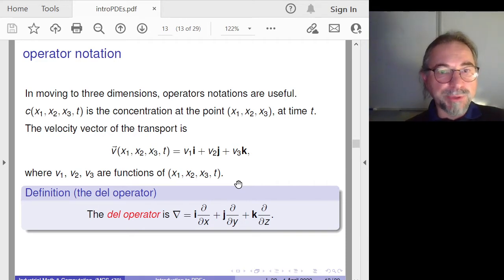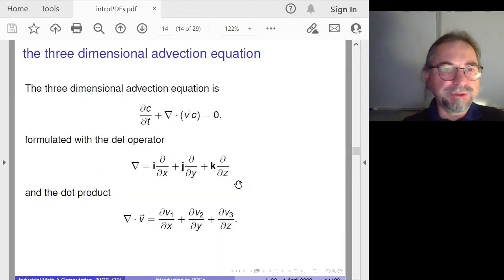And with this operator, we can generalize the advection equation to 3 dimensions. So here is the 3-dimensional formulation. It's formulated very compactly. We have our vector v, the velocity vector. We have the concentration c in 4 variables: the 3 space variables, and then time.